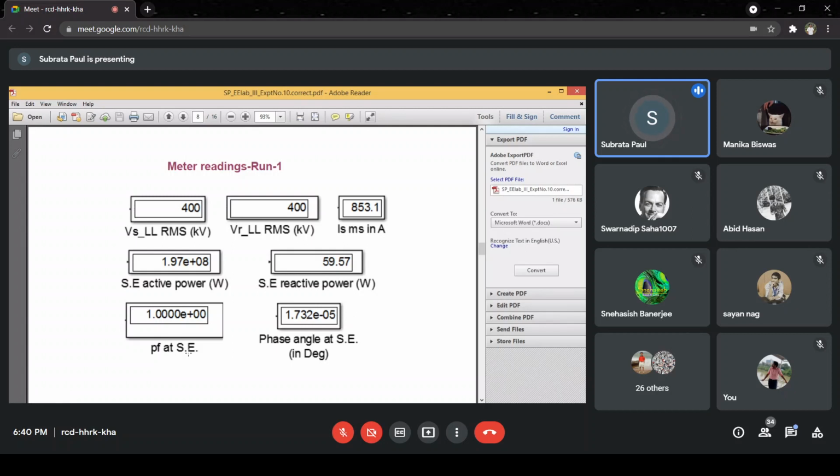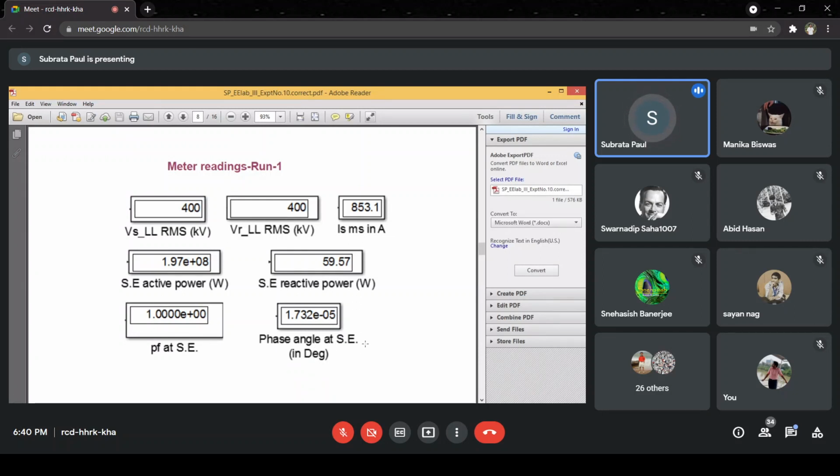Power factor at the sending end: no reactive power. So it is expected that the power factor at the sending end is 1, unity power factor. This is almost 0 compared to this. So unity power factor you will get.